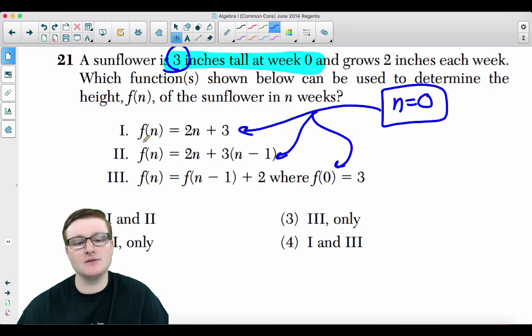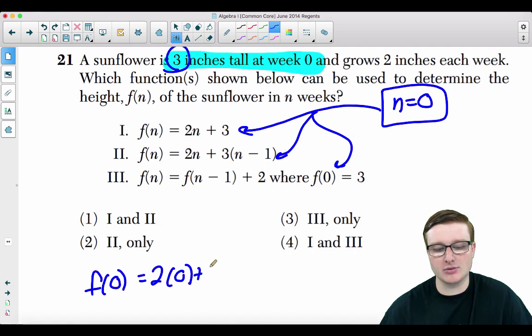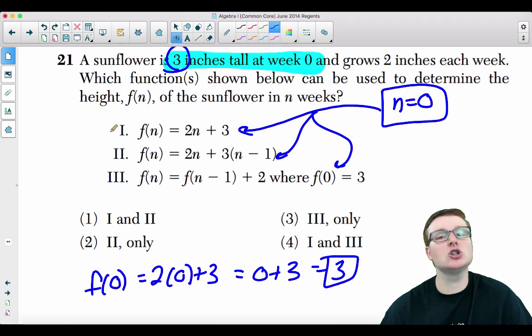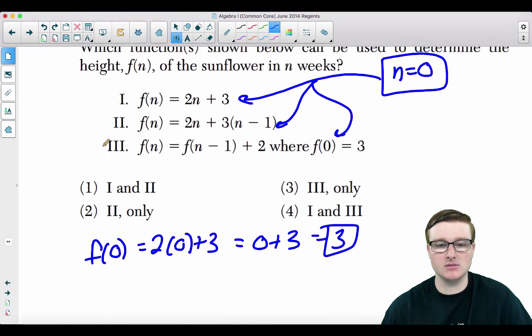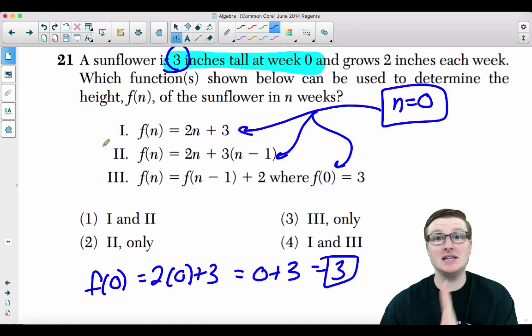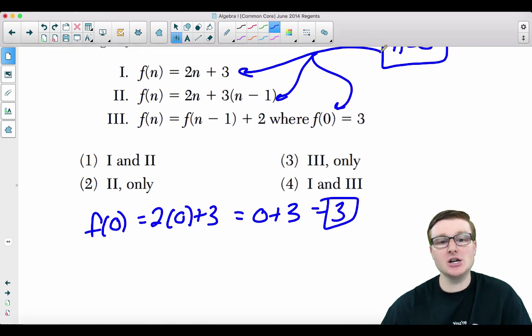Well, if you plug in for the first one, f of 0 is equal to 2 times 0 plus 3, right? 0 times anything is just 0, so that's 0 plus 3, which is equal to 3. So in this case, 1 could work. Sorry, I keep saying that wrong. At time t equals 0, the 0 week, it's 3 inches tall. Sorry about that.